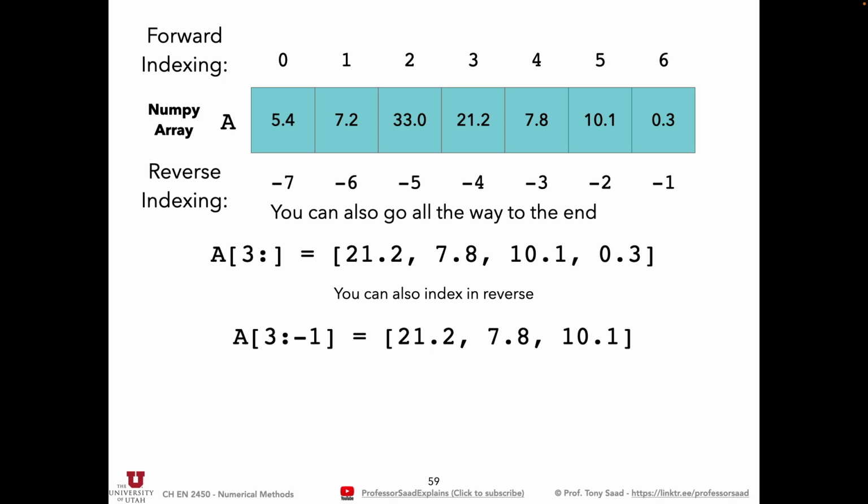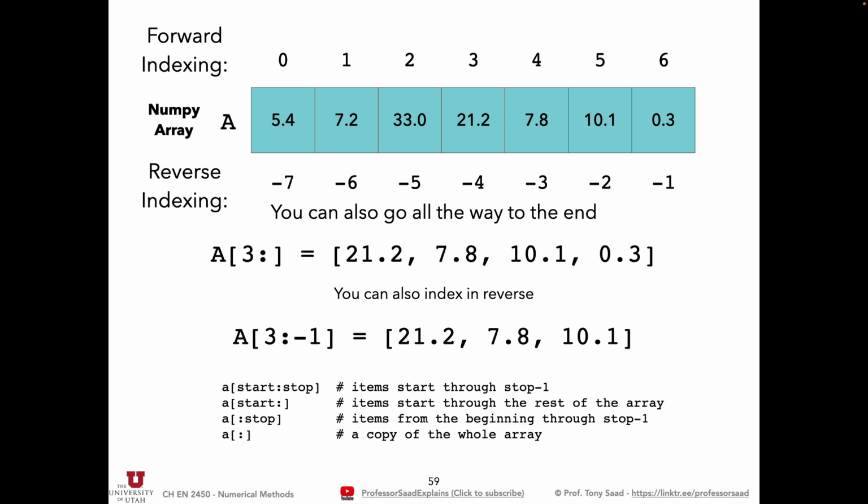You can also index in reverse. So 3 to minus 1. Okay? Again, that is going to be an open interval. So it will not include 0.3. It will include 10.1. Again, if you're confused about this, create a new cell in your notebook. Type in a small array A, put 5 elements in it, and play around with that.